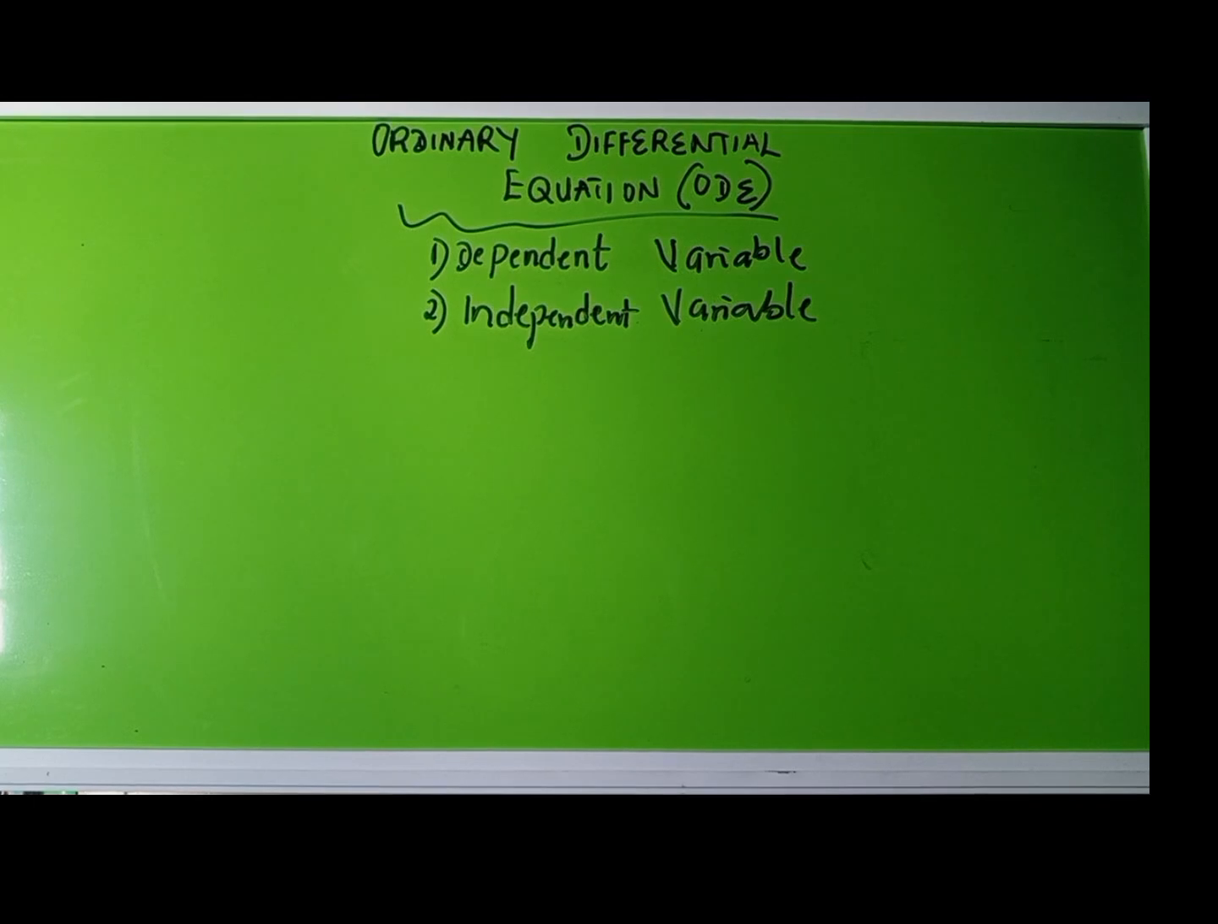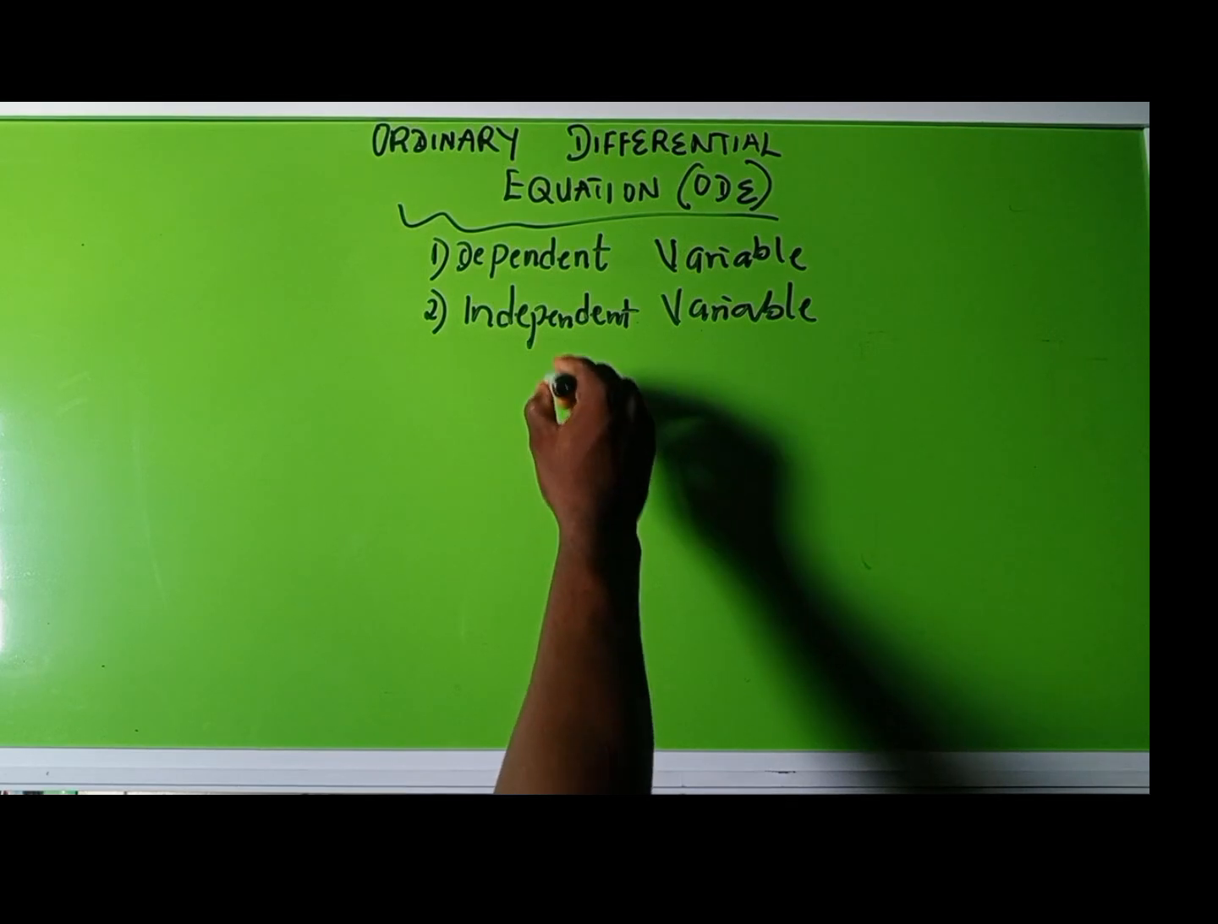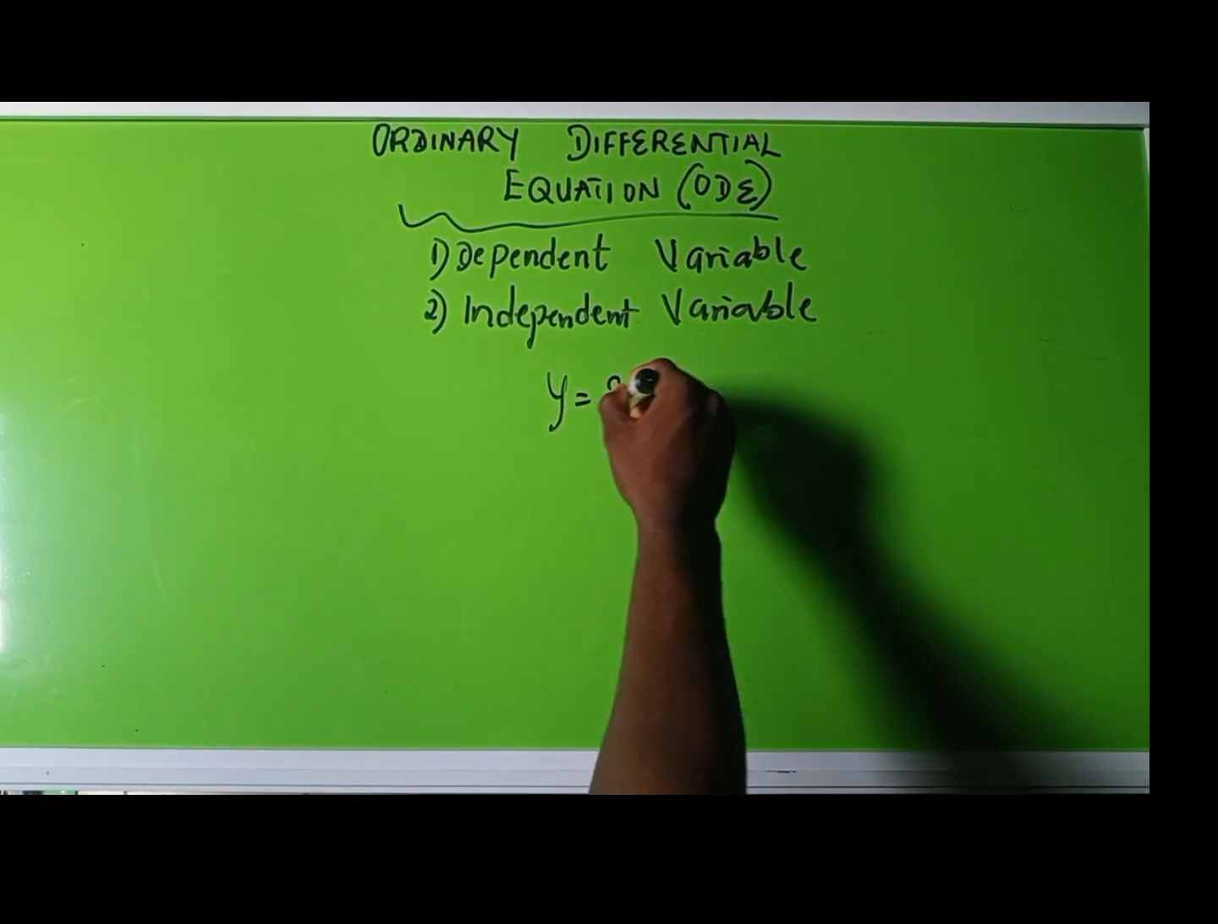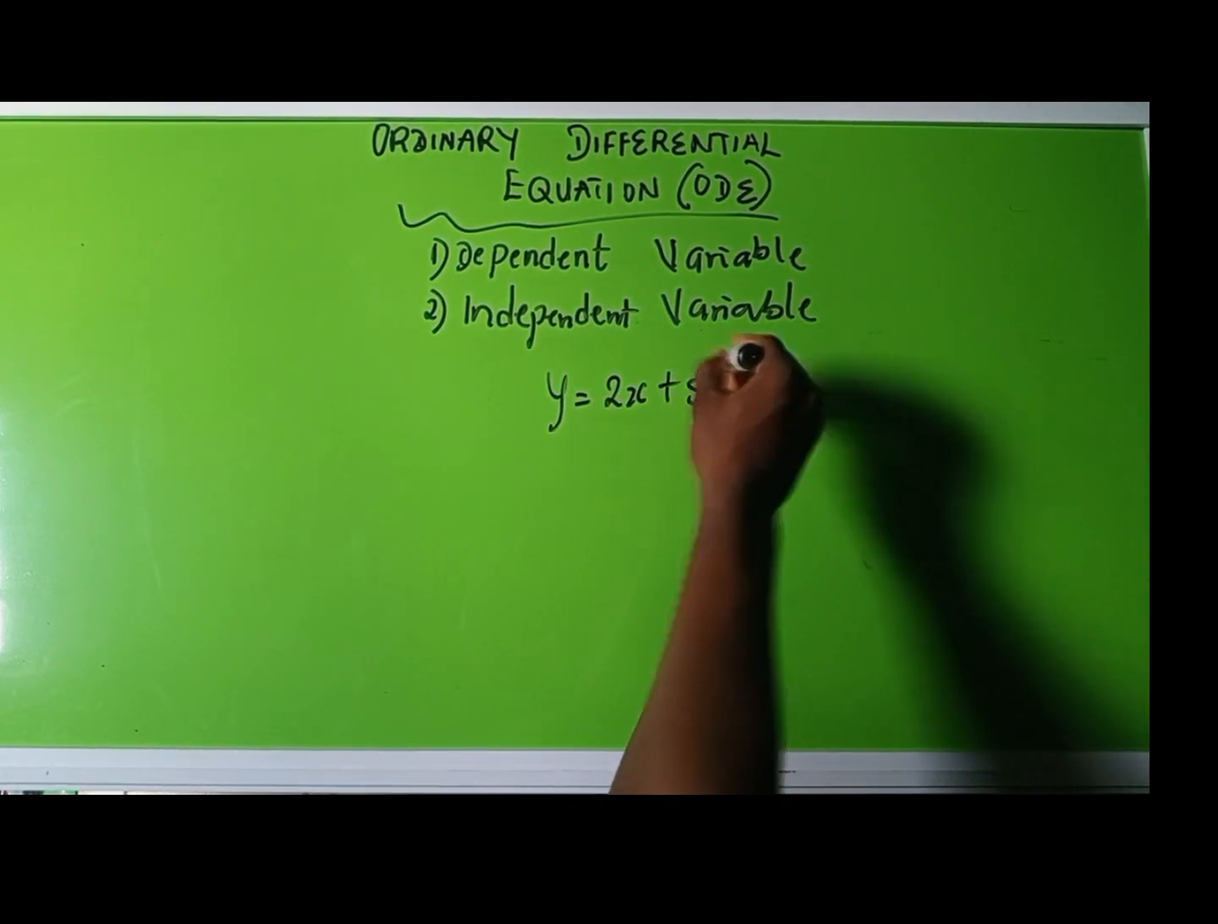Now, those two paramount things are listed on the board. We have the dependent variable and we have the independent variable. What is the dependent variable? The dependent variables are the variables that depend on other variables. Example, we have an equation: y is equal to 2x plus 5.